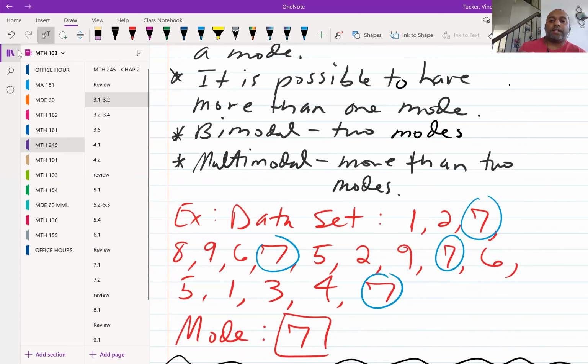So we have this data set of 1, 2, 7, 8, 9, 6, 7, 5, 2, 9, 7, 6, 5, 1, 3, 4, 7. Our mode would be 7 because it appears the most times.